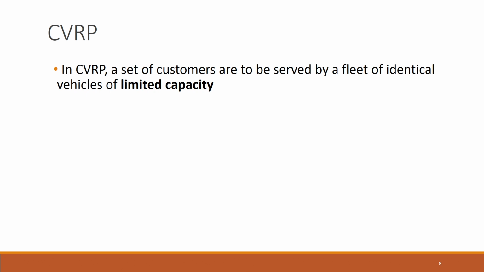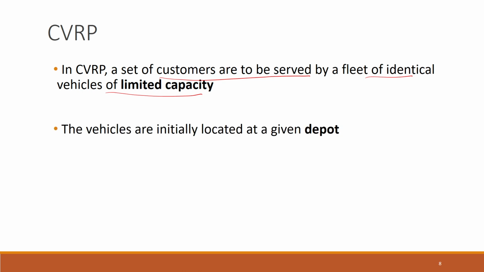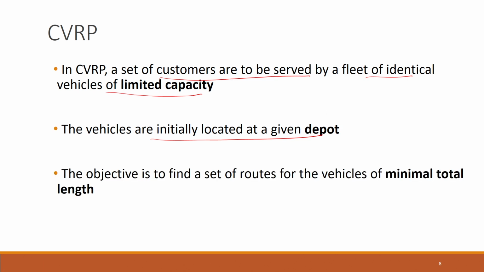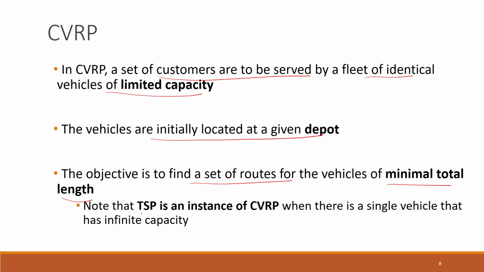So in the CVRP, or this capacitated vehicle routing problem, a set of customers are to be served by a fleet of identical vehicles of limited capacity. Okay. So we have these vehicles which all have identical capacities, and all of these vehicles are initially located at a given depot node. The objective is to find a set of routes for the vehicles of minimum total length. Okay. Note that the travelling salesman problem is an instance of CVRP when there is a single vehicle that has infinite capacity. Okay. So if we had a vehicle that can carry an infinite amount of goods, then this CVRP will become equivalent to the travelling salesman problem.